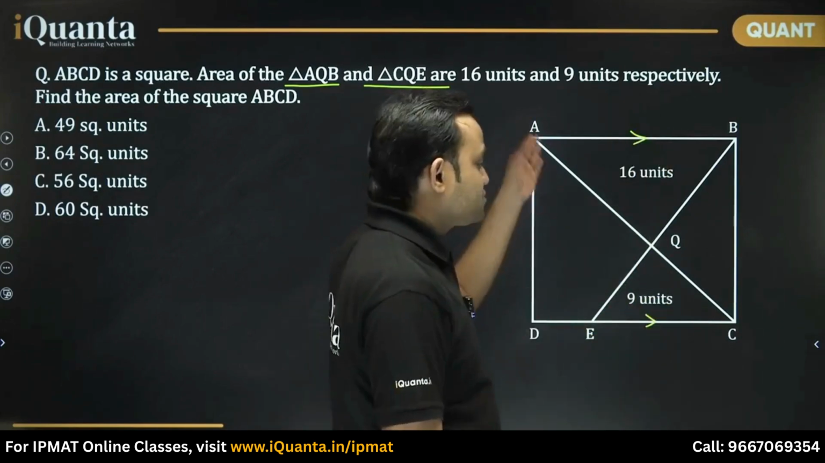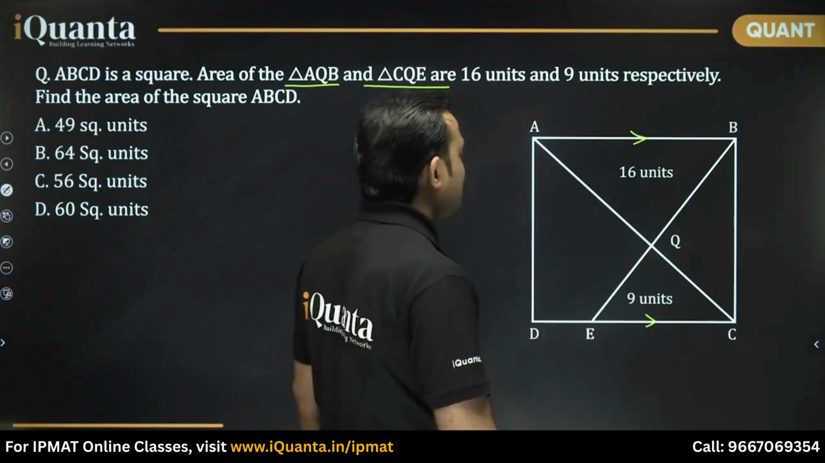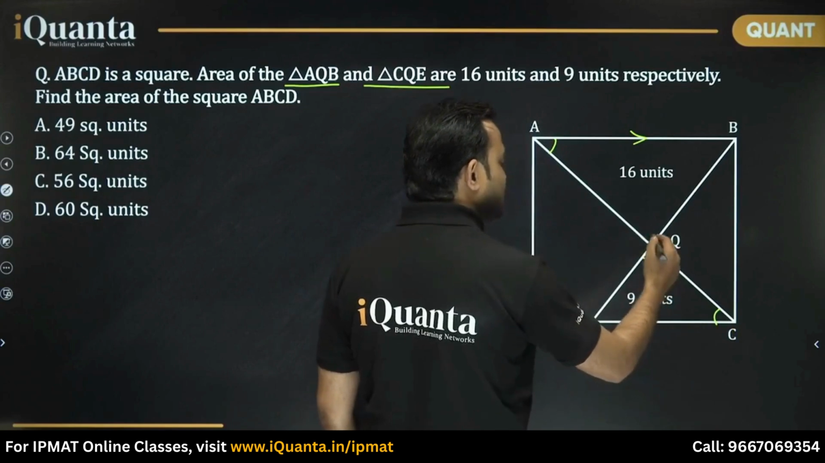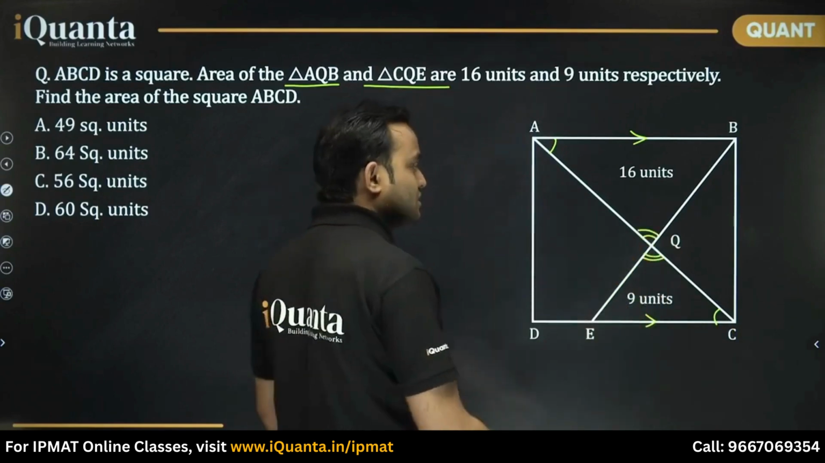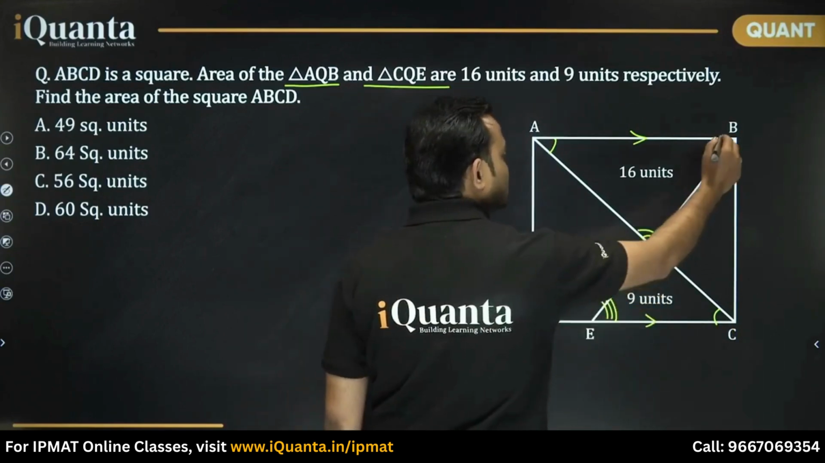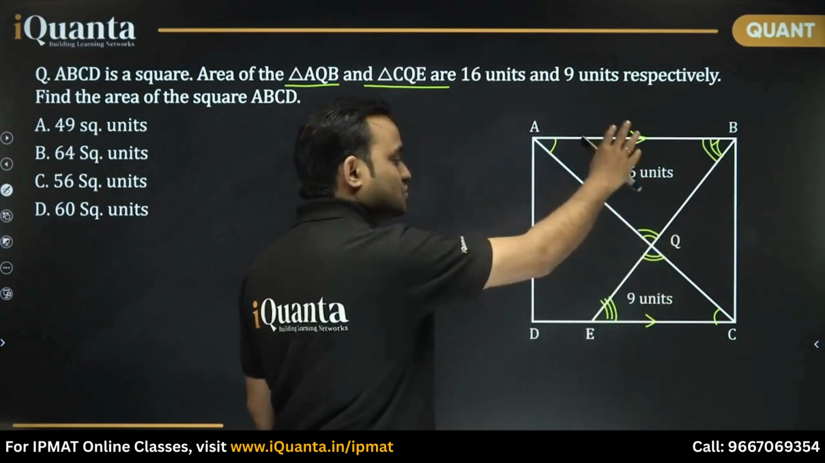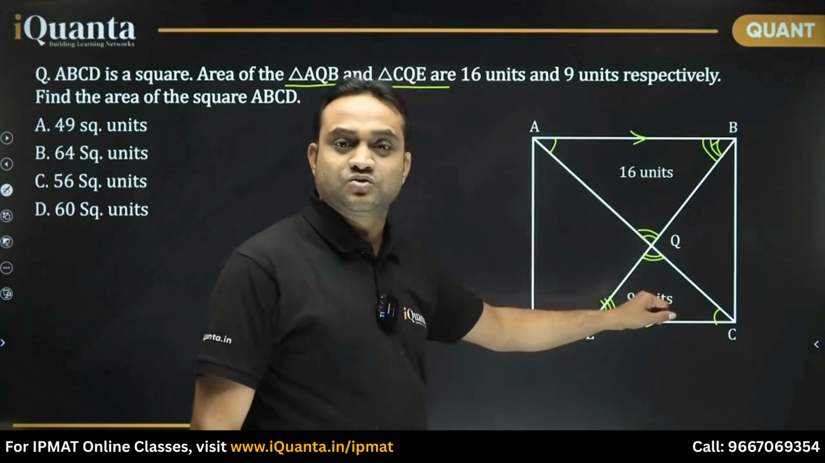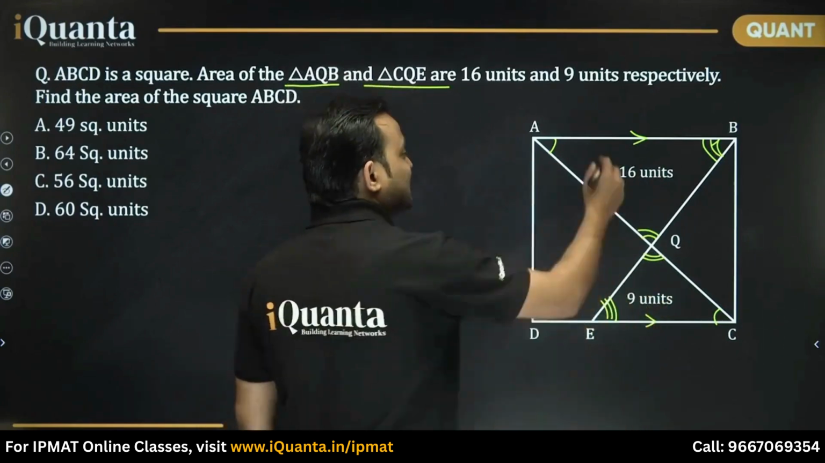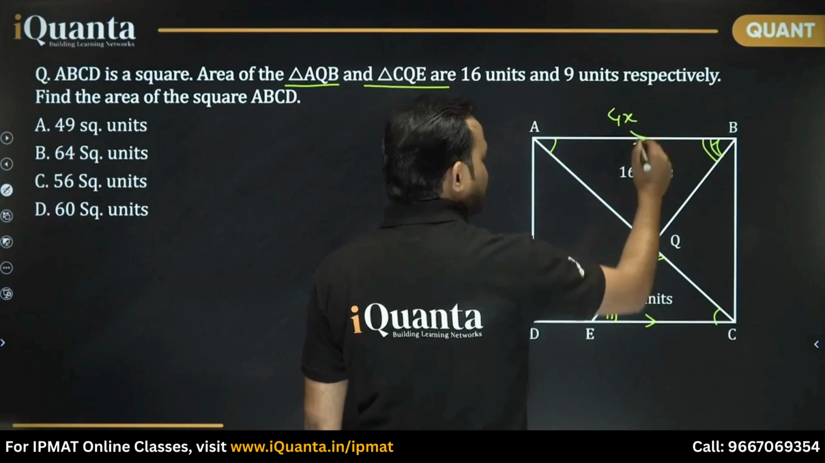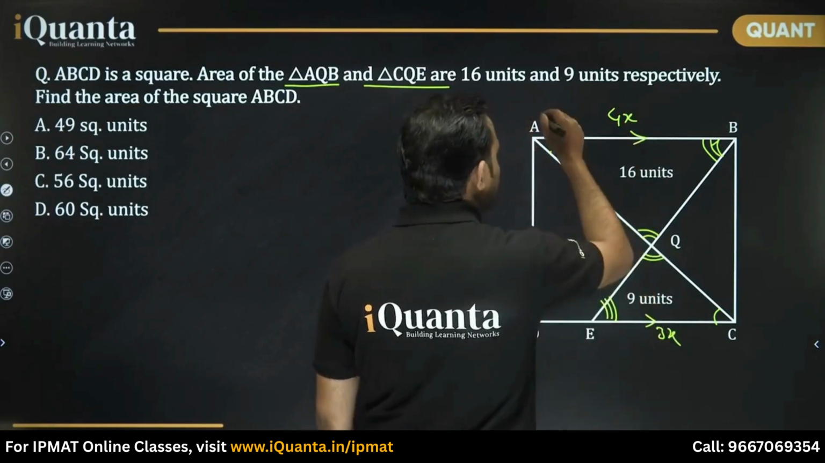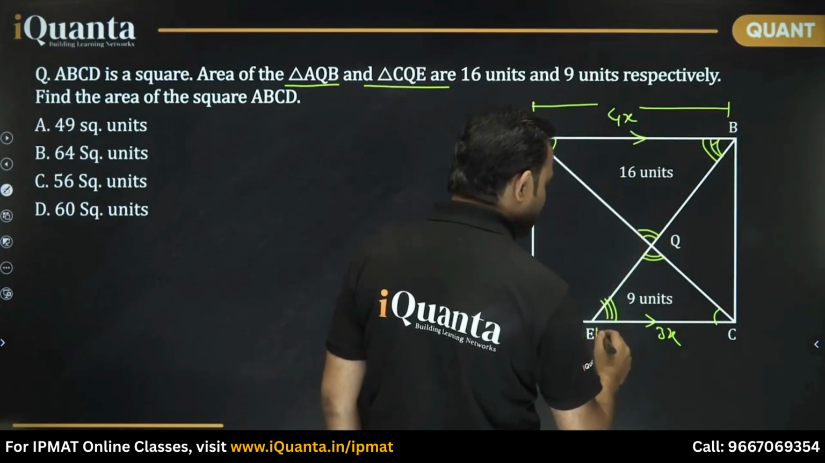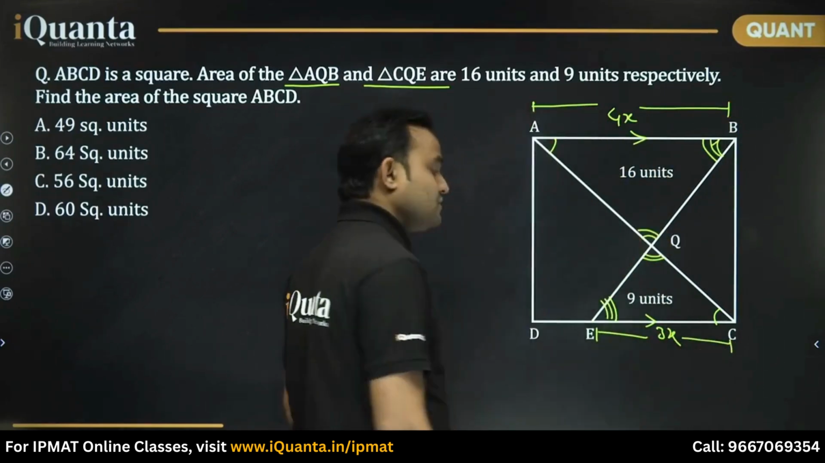That makes these two triangles similar to each other, because this angle will be equal to this angle. Vertical angles are equal. Vertically opposite angles are equal. This angle will also be equal to this angle. So these two triangles are similar to each other. Ratio of area is 16 to 9. Can we say ratio of side length will be 4:3? So length of AB we can say it's 4x, then length of this we can say will be 3x.